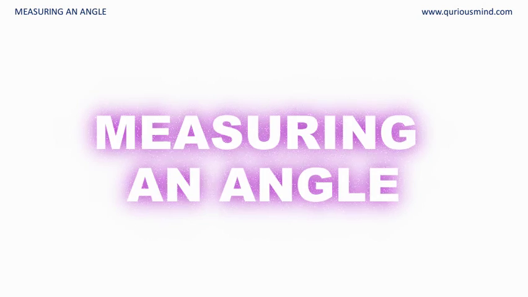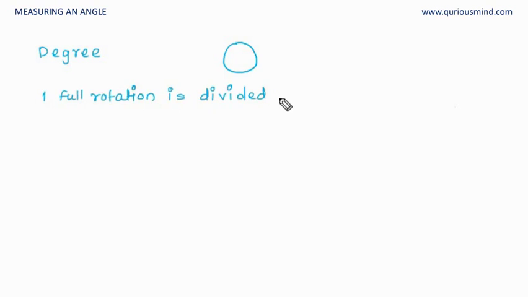Hello everyone. In this video, we will learn to measure an angle. We have learned earlier that the unit of measurement of an angle is degrees. One full rotation is divided into 360 equal parts. And each part is called 1 degree.